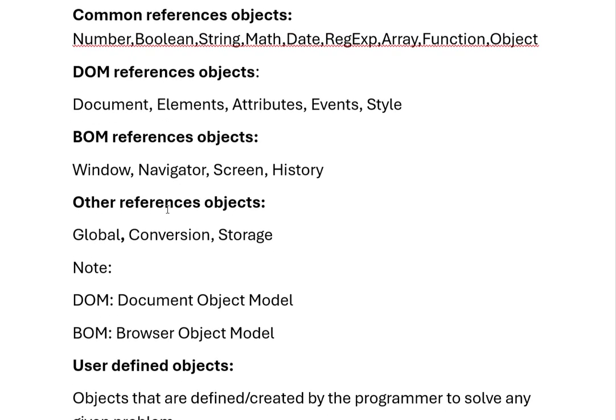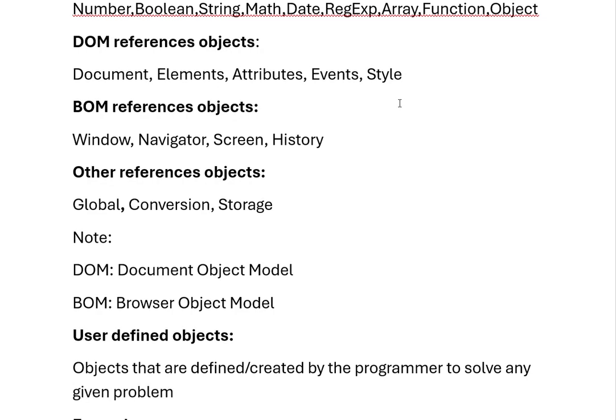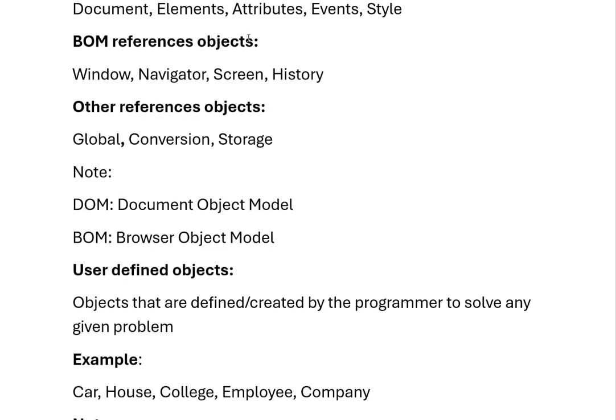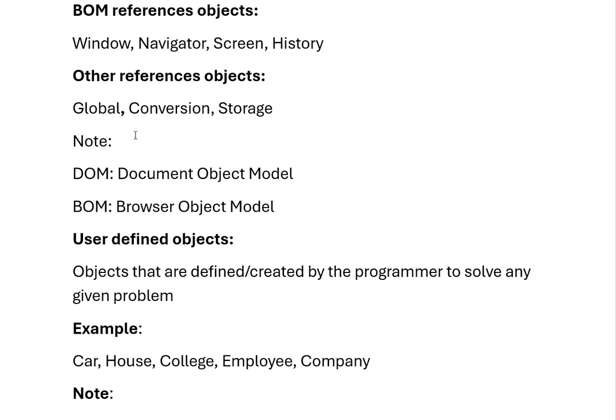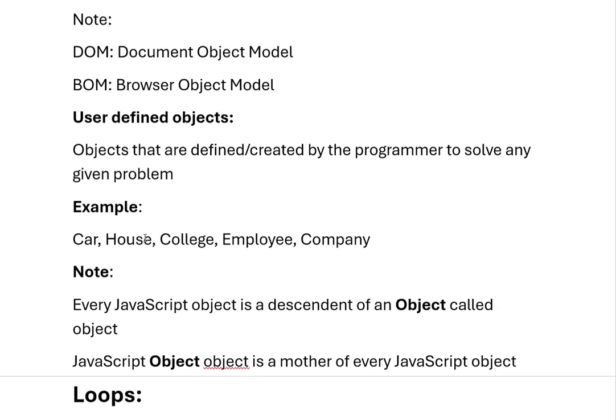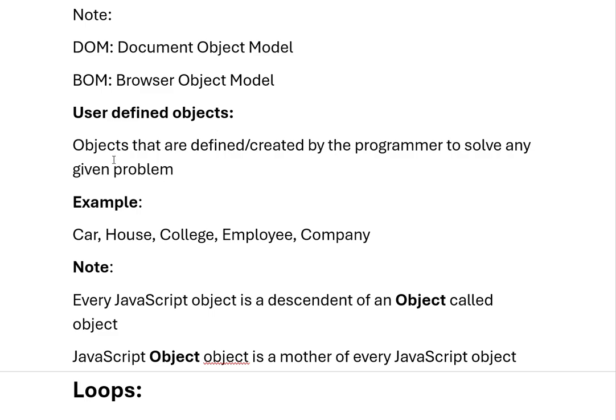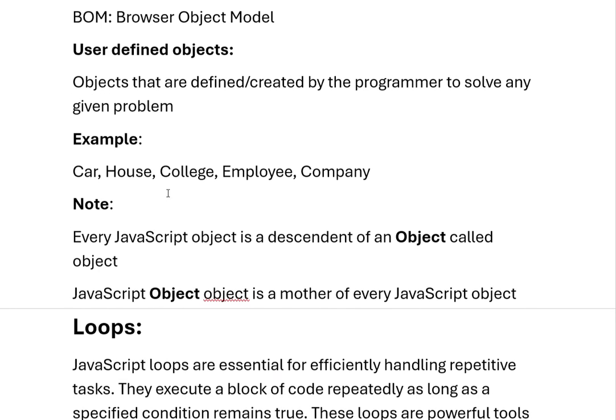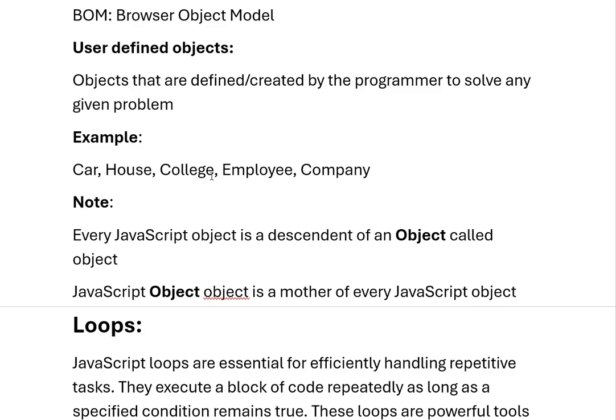DOM reference objects: document, elements, attributes, events, styles. BOM reference objects: window, navigator, screen, history. Other reference objects: global, conversion, storage. User-defined objects. Objects that are defined or created by the programmer to solve any given problem. Examples: car, house, college, employee, company.